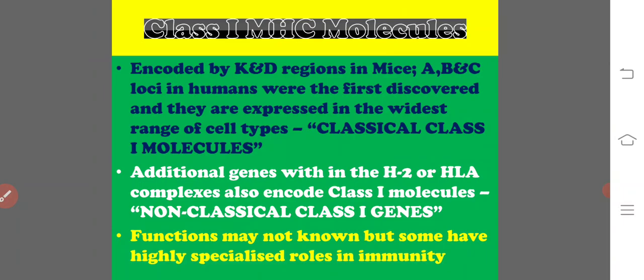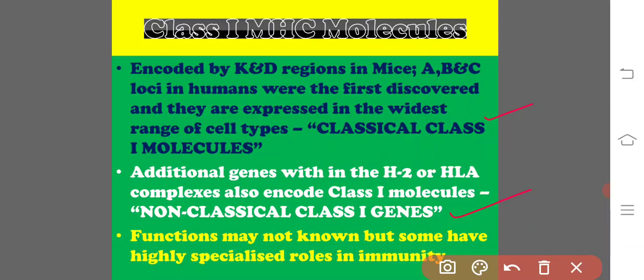And coming to the class 1 MHC molecules, they are encoded by the K and D regions in mice, whereas A, B and C loci in humans were the first discovered, and they are expressed in the widest range of cell types, so they are known as the classical class 1 molecules. Additional genes within the H2 or HLA complexes also encode class 1 molecules. They are known as the non-classical class 1 genes, as distinct from the classical class 1 genes.